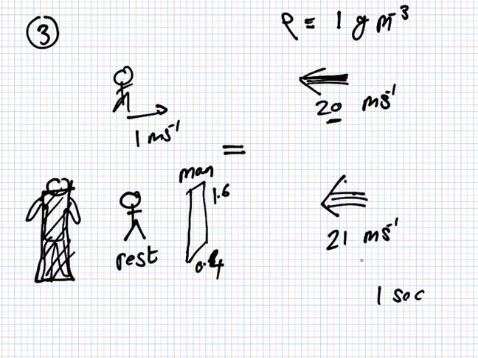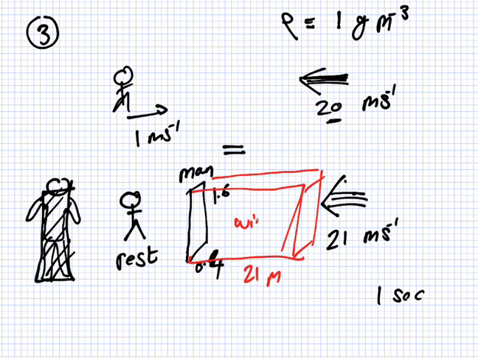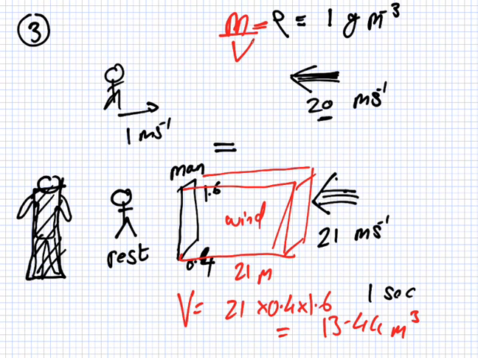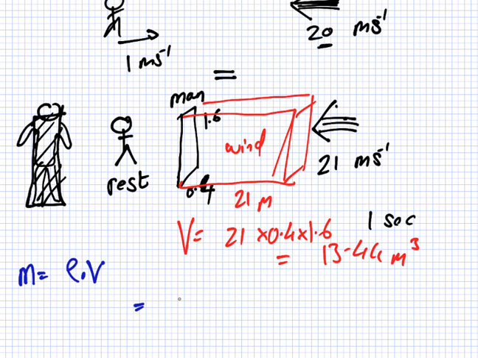Now look, after 1 second, how far does the wind travel? 21 meters. So if you think about it, it's like there is a box of wind that's 21 meters long. So the volume here is 21 times 0.4 times 1.6, which is 13.44 meters cubed. Now density is mass over volume, so the mass is density multiplied by volume, which equals 0.001 multiplied by 13.44.